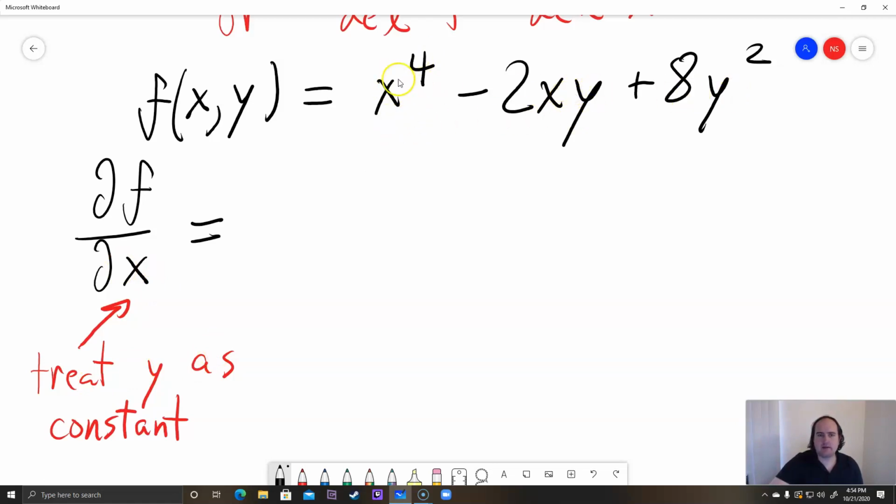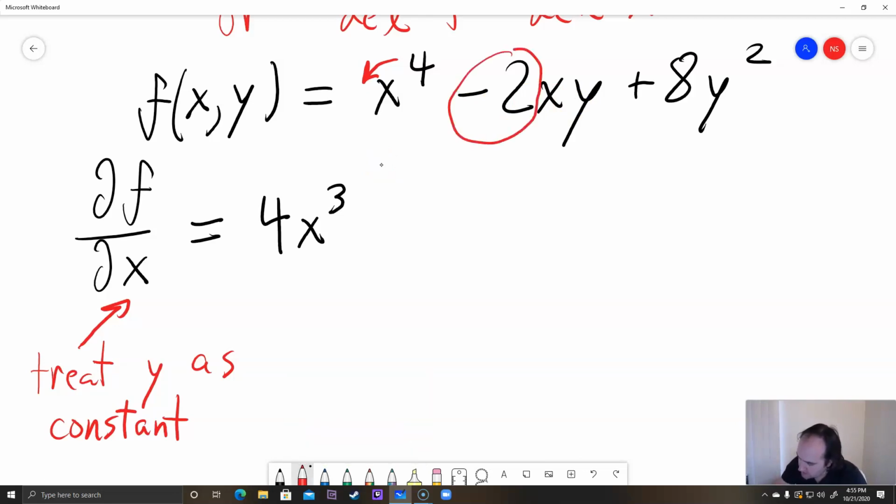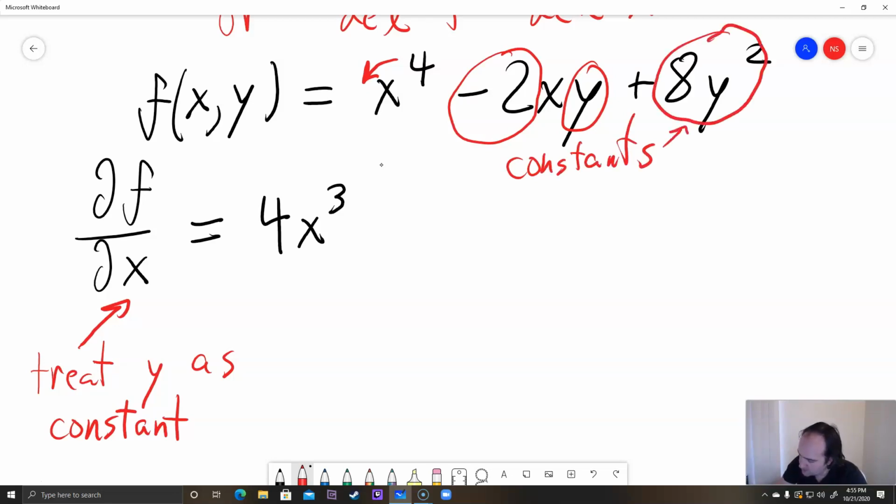So looking at this function, we know that the derivative of x to the fourth is going to be, if we bring the 4 out front and decrease the exponent by 1, we're going to get 4x cubed. Okay, and x is not a constant. That's why we're taking the derivative of that one. But then for the next term, y is a constant. So the negative 2 and the y, those are both constants. And also the 8y squared, that's also a constant. Okay, so all those are constants.